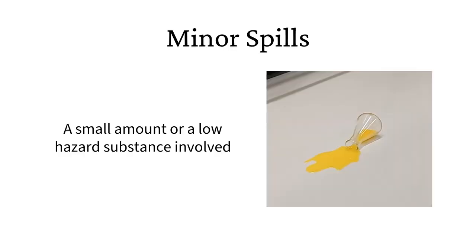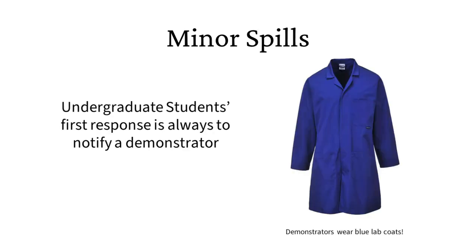A minor spill is where the risk is minimal, from only a small amount or a low hazard substance being involved. Minor spills can normally be dealt with quickly and easily without the need to call the emergency services. If you are an undergraduate student in a teaching lab, your first action should always be to call a demonstrator or technician and make sure that nobody gets close to the spill. In the event of a spill, you should do the following.